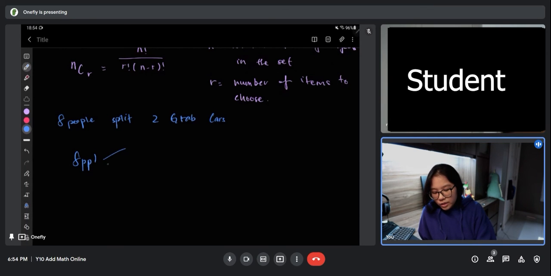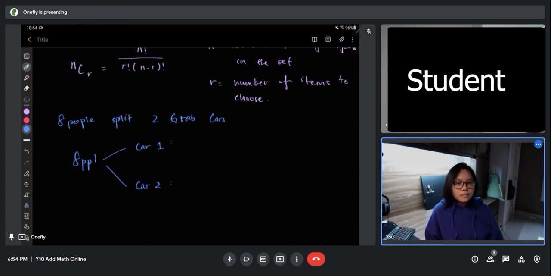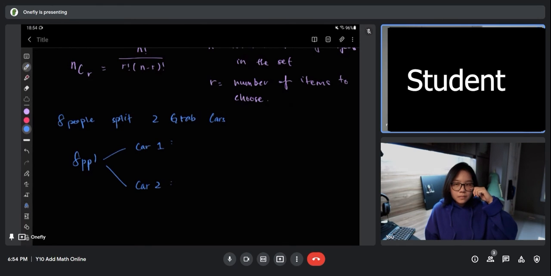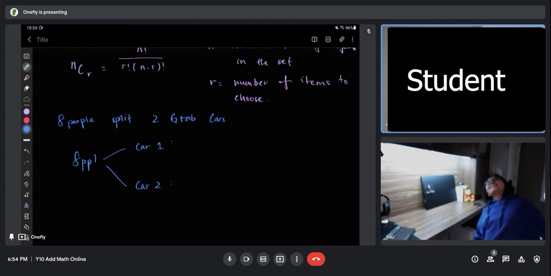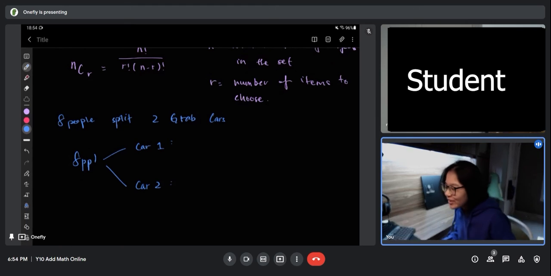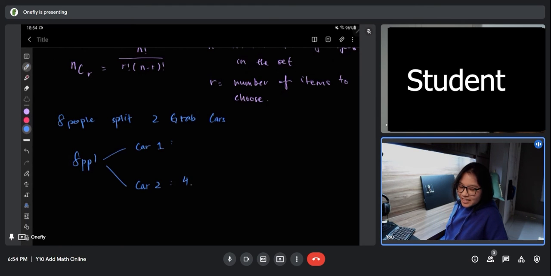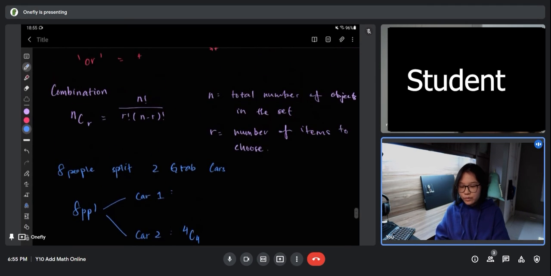In that case, can we just break it down first? For car 1, what is the combination? Like this will be easier to understand. 4C1. 4C4. Okay, 4C4 is correct, but that is for the second car. First car is how many? 4 persons. Come back to the definitions again.